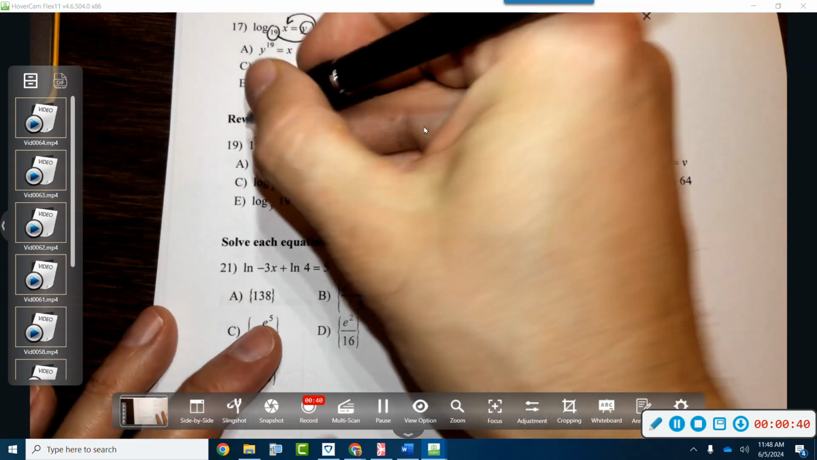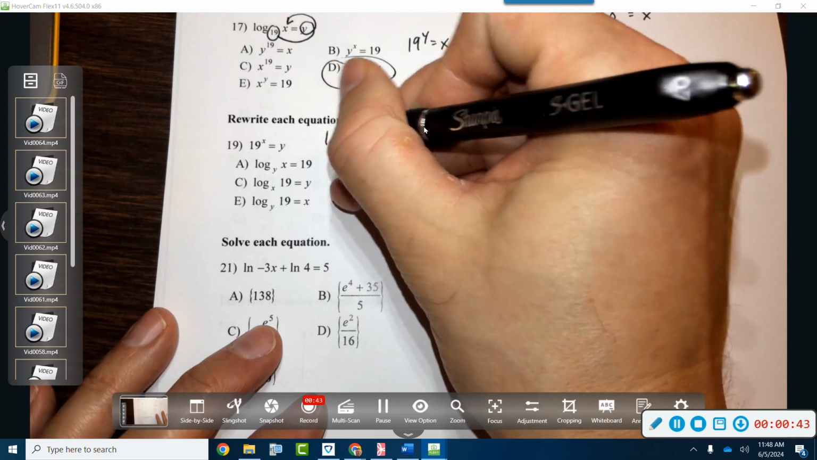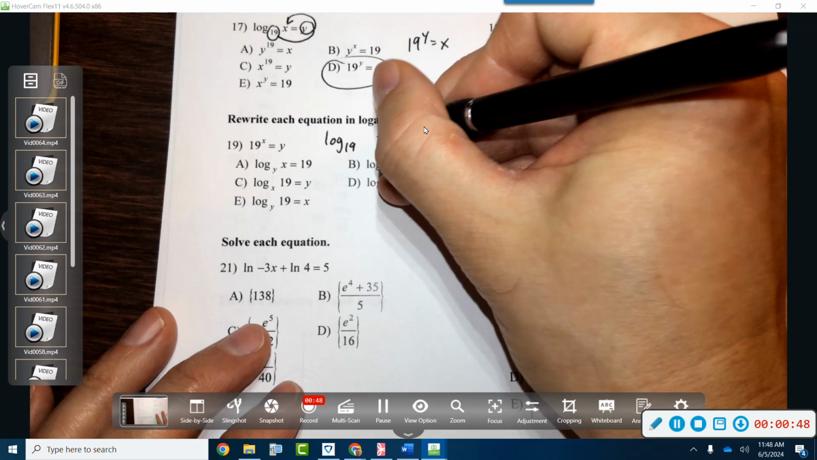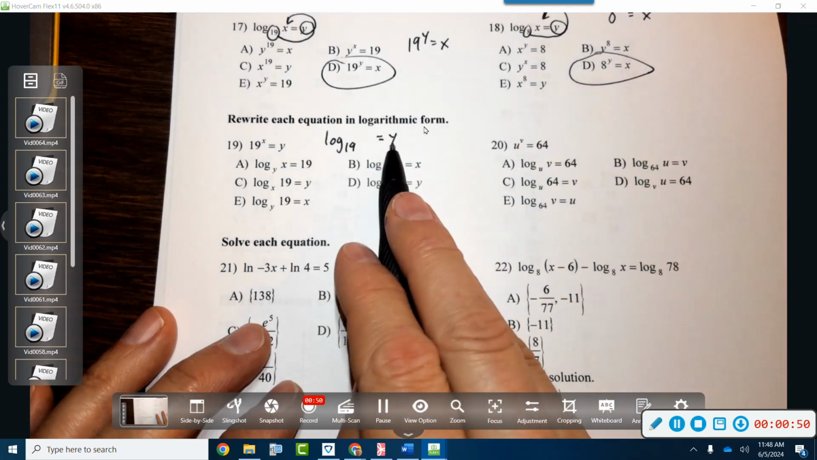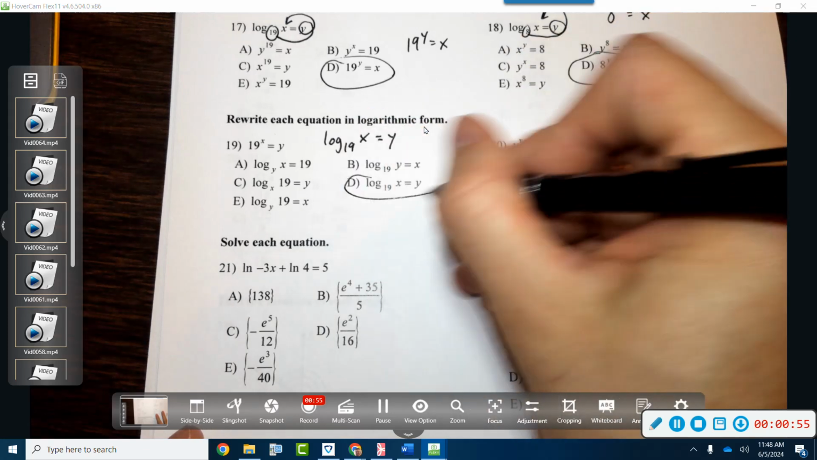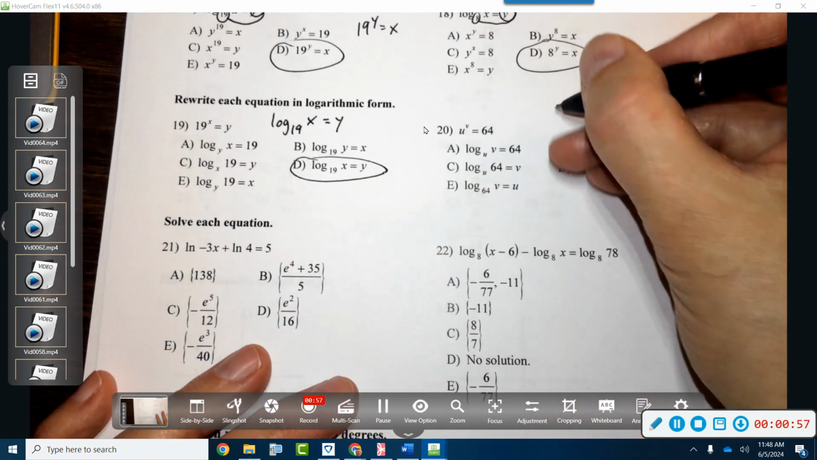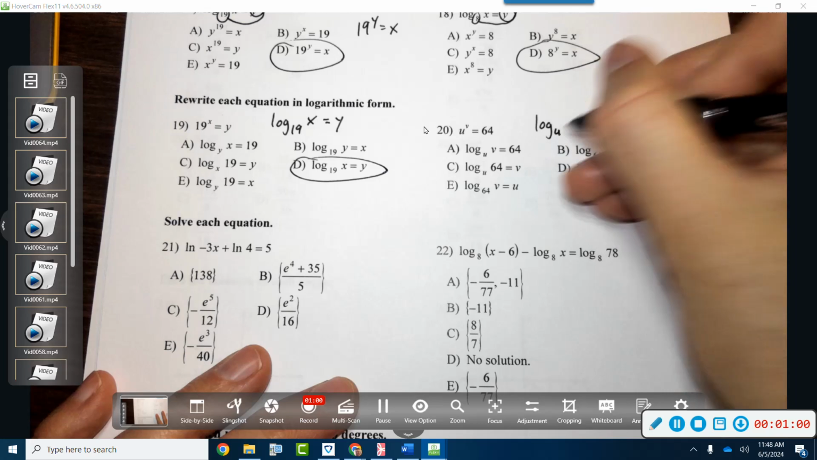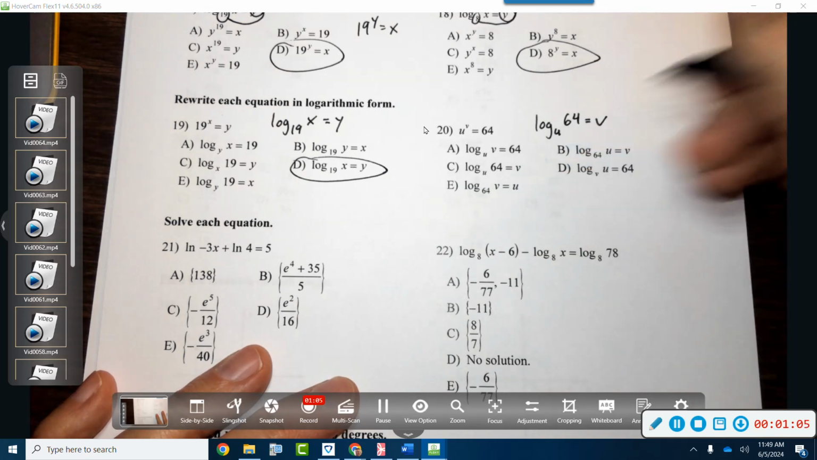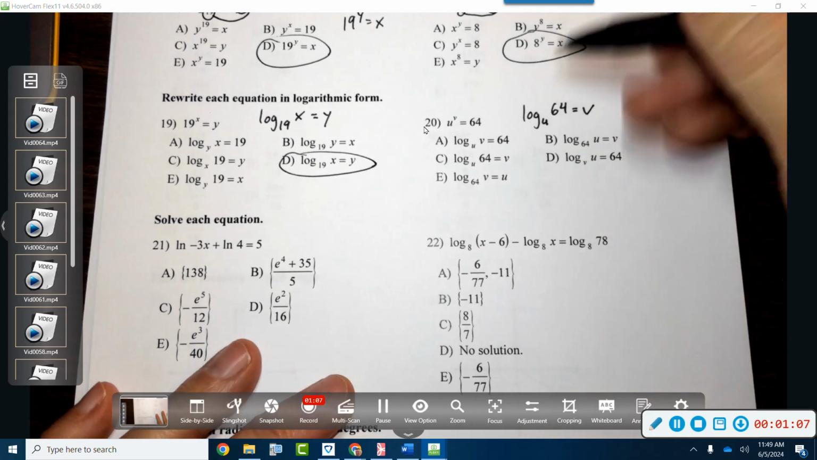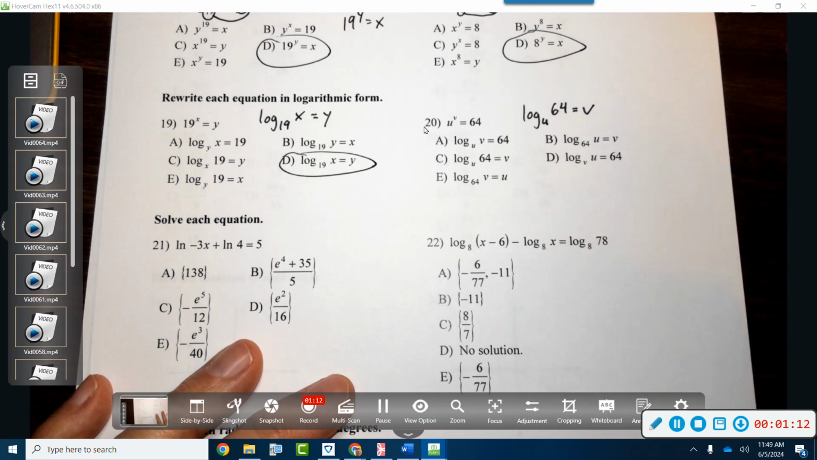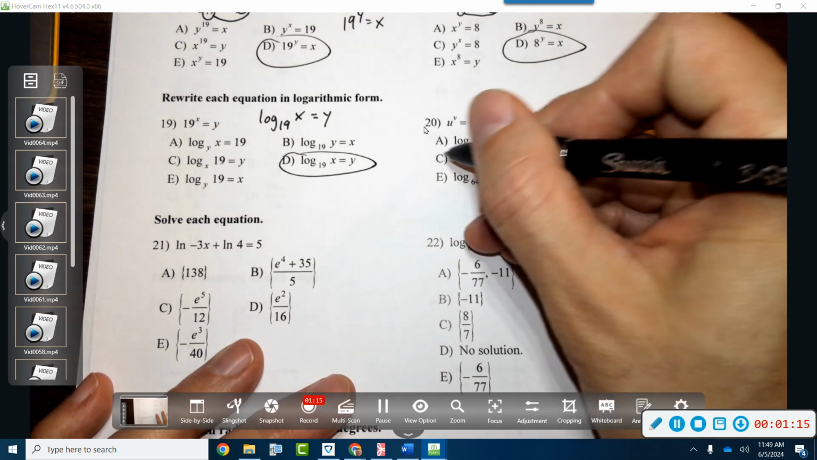Okay, so now you're going backwards. You're saying log base 19 because that is the base. The exponent equals y, so 19 to the y power has to equal x. So that's this guy. The log base u has to equal v, and it has to equal 64. So log base v equals 64. Just go backwards.